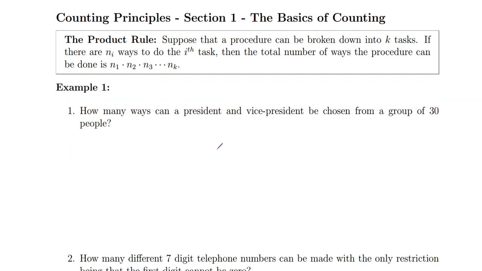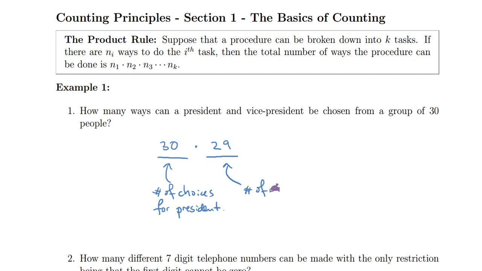Okay, so let's look at an example where you could use this. How many ways can a president and vice president be chosen from a group of 30 people? If I give you a group of 30 people, you're going to have to make a choice for the president, so there are 30 choices for the president in that group. And then how many can you choose for the vice president? This is an example where you can use the product rule because you're breaking it down into these two tasks, right? So I have 30 choices for president, but when I choose the vice president, it would have to be someone different, right? So there's going to be 29 choices for the vice president.